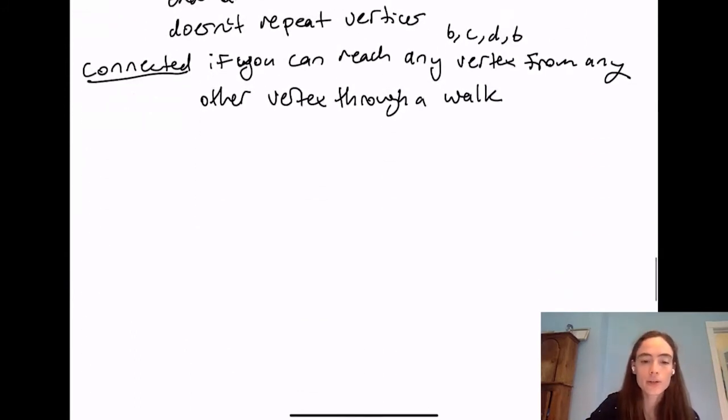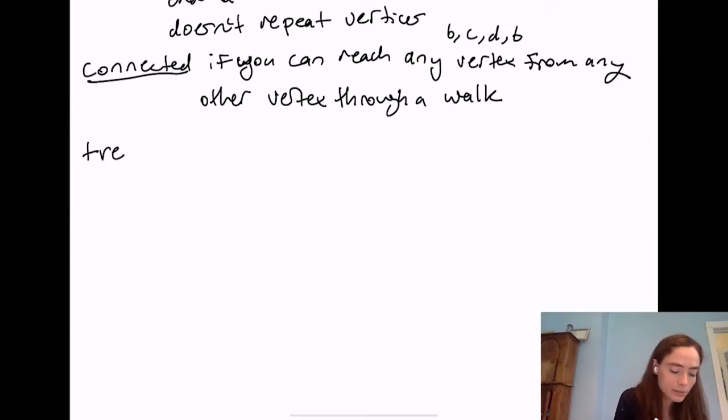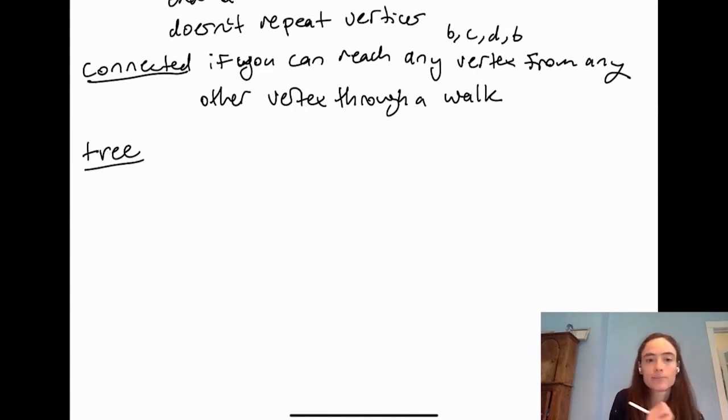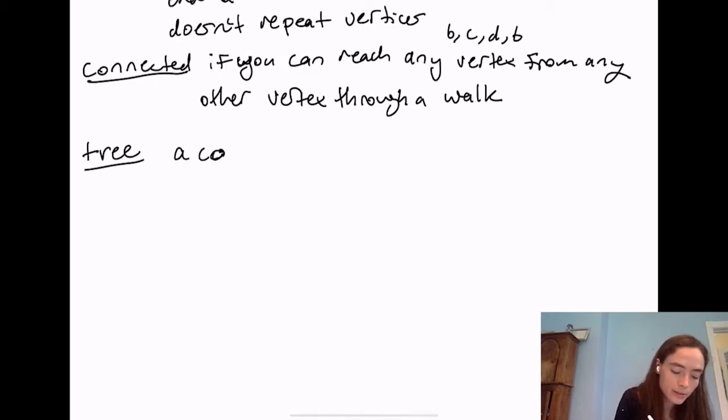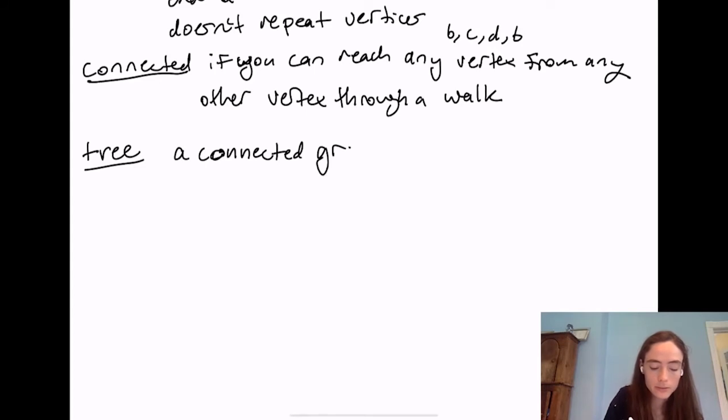So now we finally have enough information and enough definitions to define a tree. So a tree is defined by two things. A tree is a connected graph that doesn't contain any cycles.